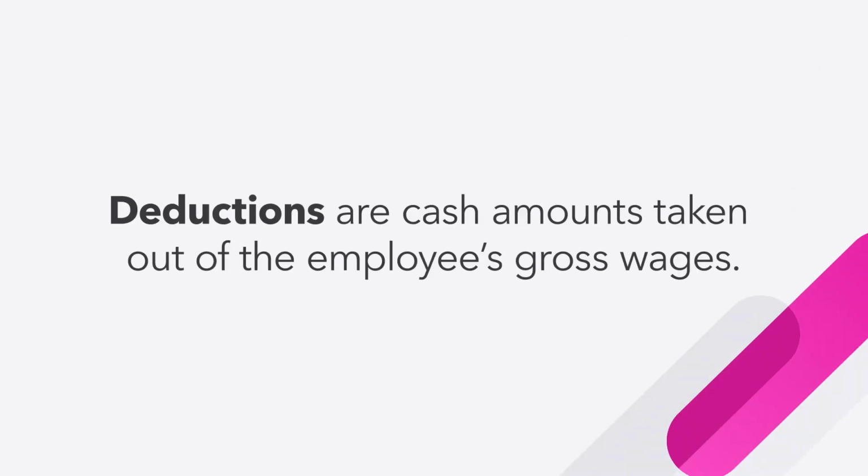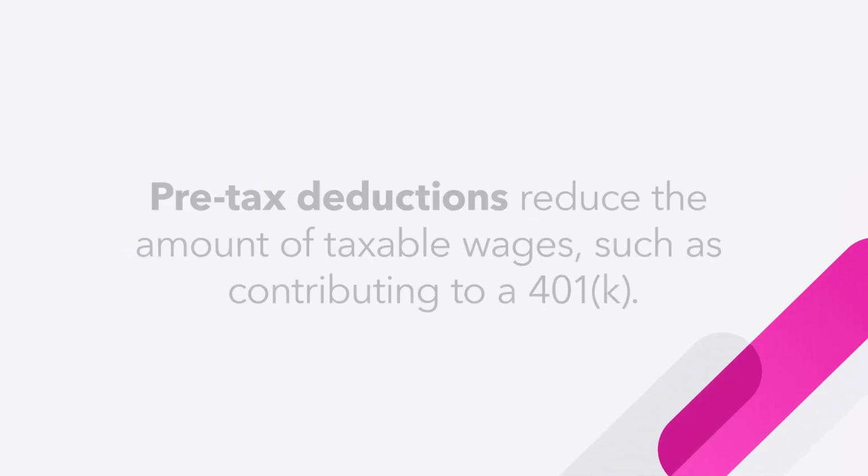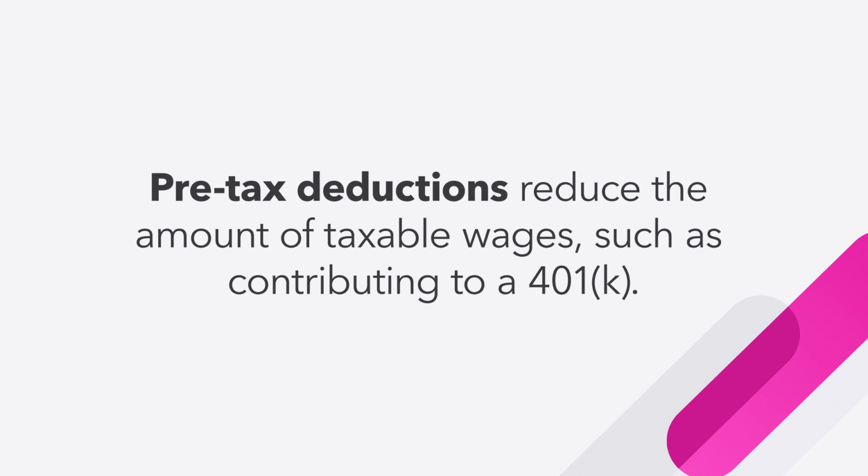Next one is deductions, which are the cash amounts taken from the employee's gross wages. Some deductions are considered to be pre-tax, which means they actually reduce the amount of taxable wages. A 401k is a great example of this. An employee can contribute to their retirement plan and reduce their taxable wages. They will save on taxes immediately, but also receive a smaller check with this deduction. There are special tax rules that set the limits to how much an employee can contribute to their employee plan on an annual basis.